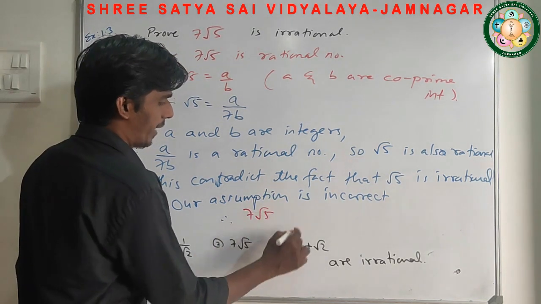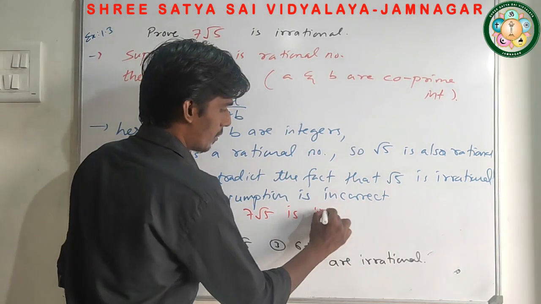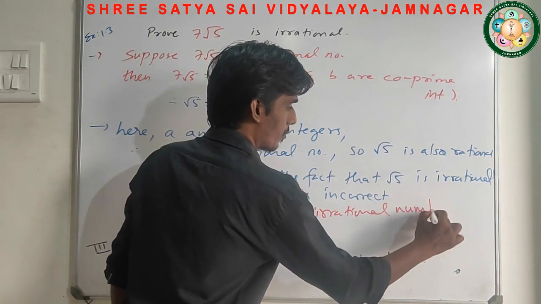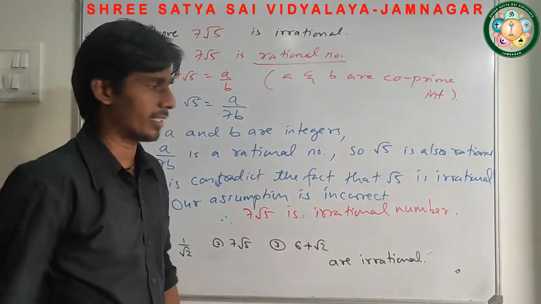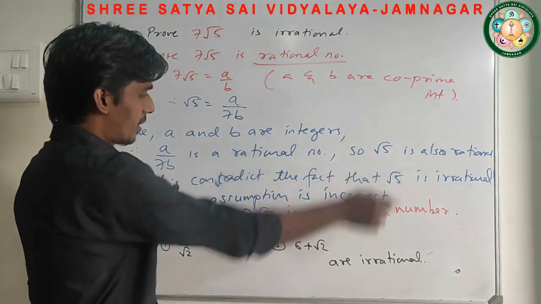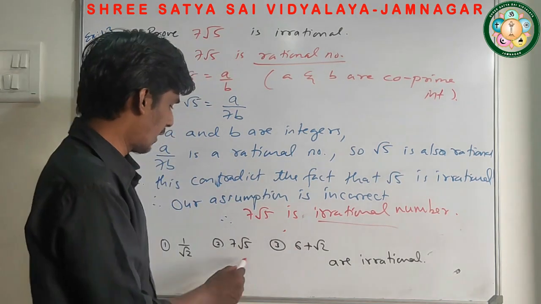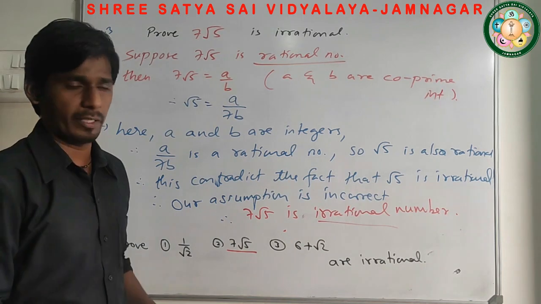Therefore we can write 7 root 5 is an irrational number. ये क्यों हुआ? बिकॉज हमने सपोज रैशनल किया था, स्टेटमेंट गलत हो गया. So if it is not a rational number, then its opposite statement is correct. It's an irrational number. So this is the way we can prove the second one, and this one we can do as the previous one.